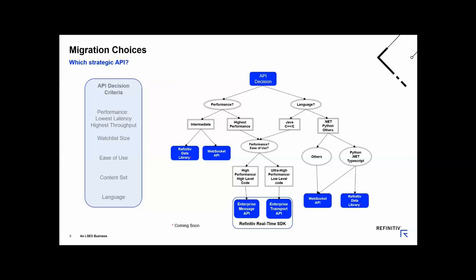So the idea is that using this tree in conjunction with the notes in the article should help you narrow down your choice to one or possibly two of the most appropriate APIs or libraries based on your requirements and priorities. So, for example, if performance is your highest criterion, so you're dealing with, say, hundreds or tens of thousands of items in your watchlist, then your choice is going to be RTSDK, and then you can choose between ETA and EMA.